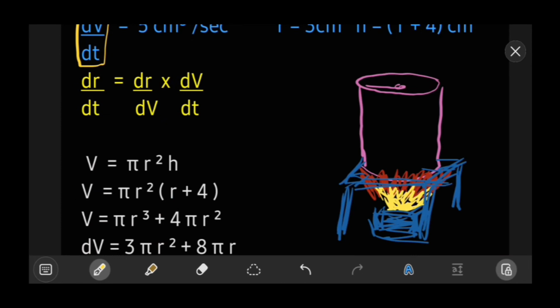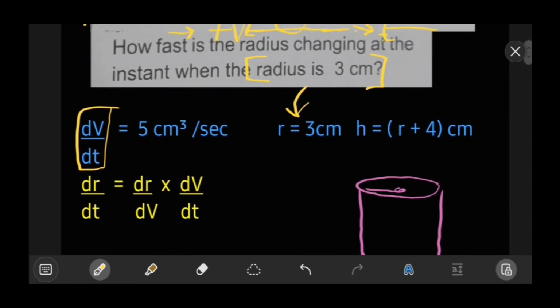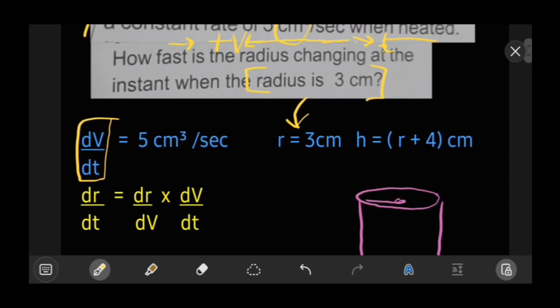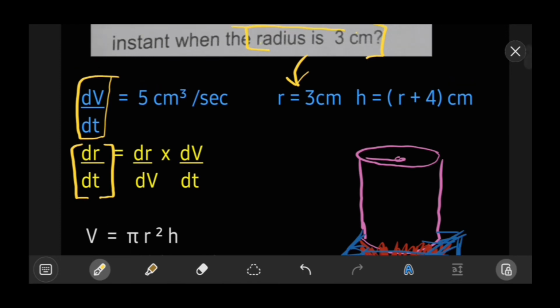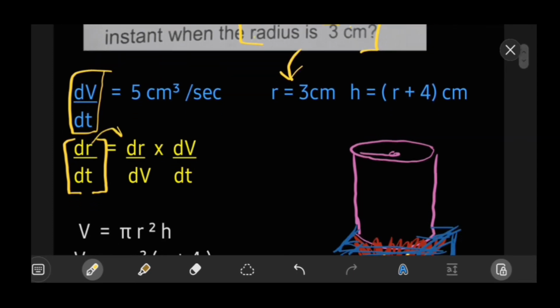For number 2, we need to create an equation to find the answer. From the question above, they need us to find the radius changing. And we need to find dr over dt, which is the radius changing. Then I will separate the dr and the dt into different fractions. The dr will stay as a numerator and dt will stay as the denominator. If we don't know what we need to put here, such as x, we need to refer to the information given or the information that we have ticked out.